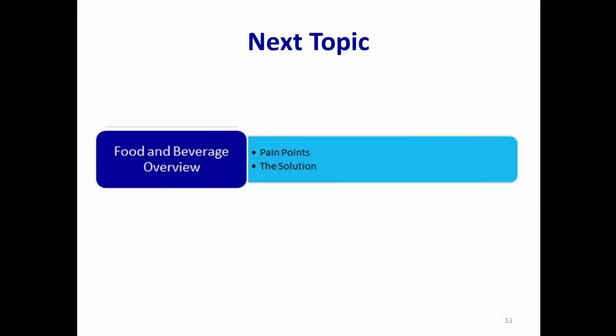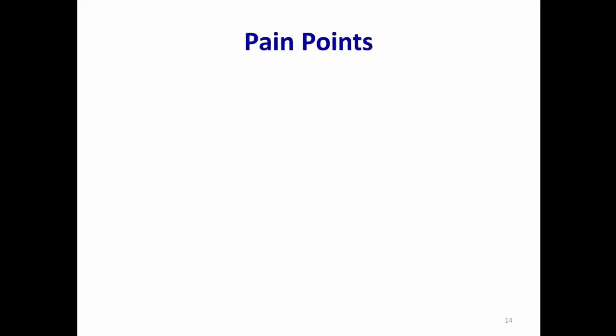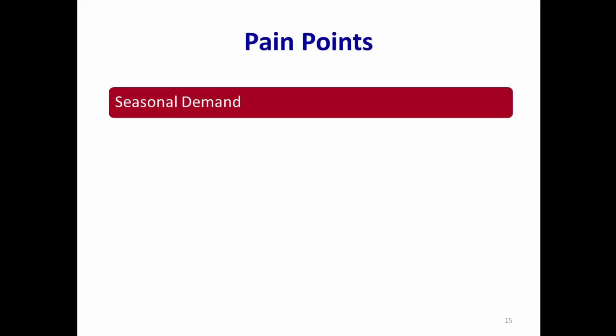Our next topic is an overview of the food and beverage industry. The food and beverage industry has several pain points, some universal to most businesses and some unique to the industry, including seasonal demand, which is often a big concern. Your company needs to be able to meet the demands that vary throughout the year. The trick is to have enough capacity to meet the peaks without overkill.